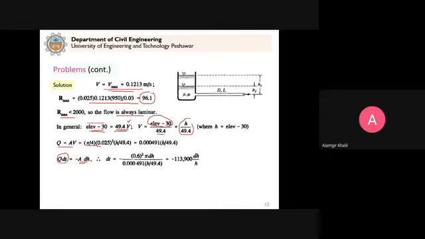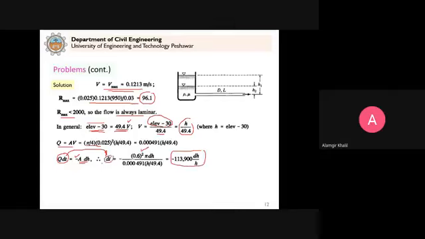Remember, Qi is 0. Why minus? Because Qi is 0, and in this case the depth is decreasing with time, so the negative sign comes. So from here, dt will be equal to minus A dh divided by Q. Now this 0.6 is for the tank, 1.2 diameter, so the radius is 0.6 meter. Now this will be equal to this expression for dt.